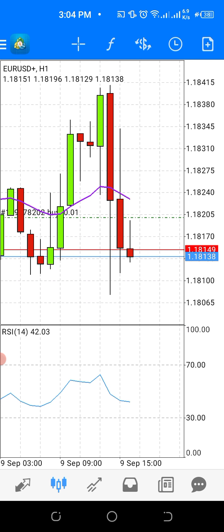I didn't see any hammer or bullish engulfing. I am just doing structural trading. Because price is at the support, I'm buying. My stop loss is below the support. The stop loss I gave you is below that support.